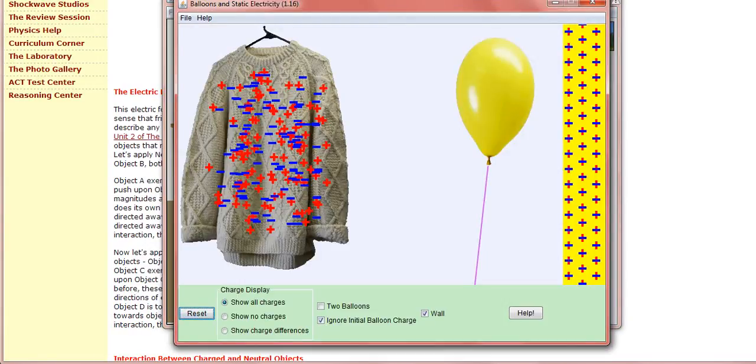In the balloons and static electricity simulation, balloons receive the negatively charged particles from the sweater, then the negatively charged particles attract to the positively charged particles on the sweater and the wall, causing the balloon to cling, which is a form of static electricity.